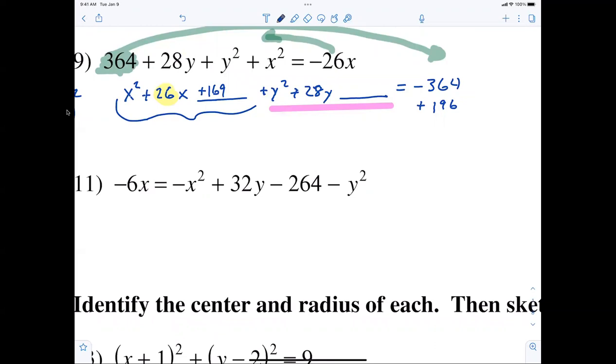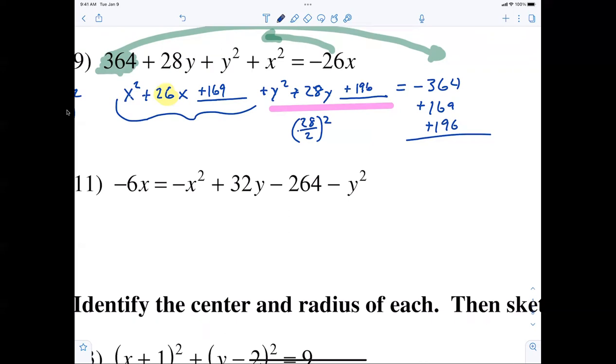Does everybody agree you're adding 196? Now, how did I get to that? We just take 28, we divide it by 2, and we square it. 28 divided by 2 is 14. 14 squared is 196. So I'm adding 169, and I'm adding 196.